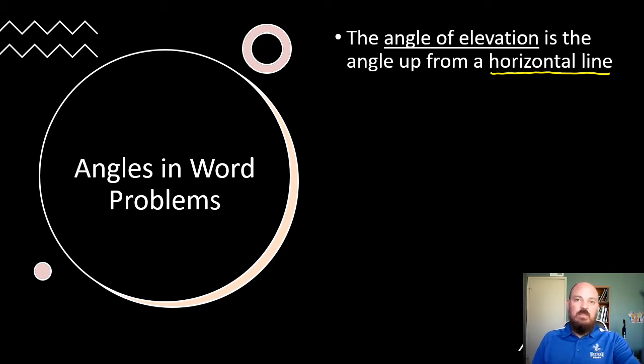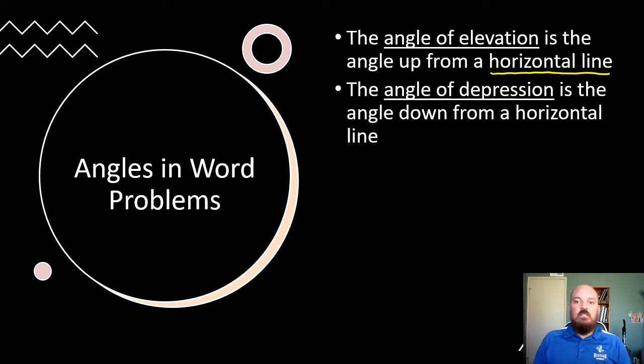Now the one that goes with it that isn't used quite as often is the angle of depression. And it's the exact same thing, but it's measured down from a horizontal line. So maybe in one problem you're standing on the ground looking up at something, they might call that the angle of elevation. And in another question, maybe you're standing on the top of a building looking down at something, that might be the angle of depression.